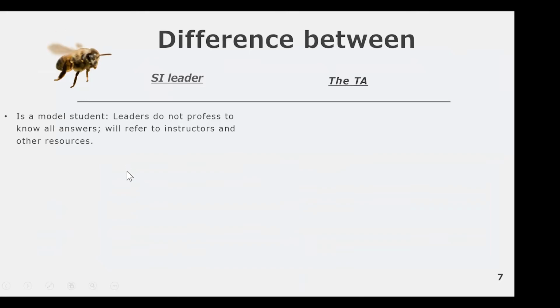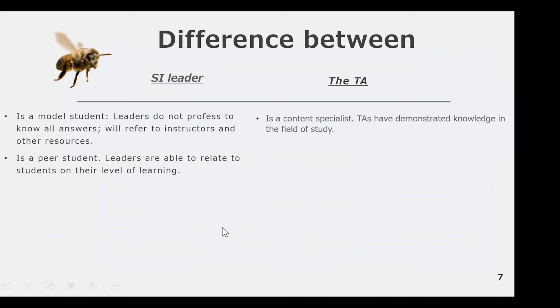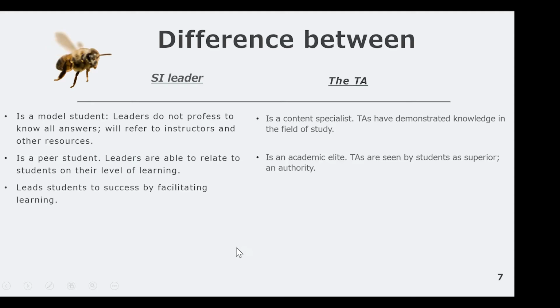is a model student, and leaders do not profess to know all the answers. They will refer to instructors and other resources, where a TA is a content specialist. TAs have demonstrated knowledge in the field of study. An SI leader is a peer or student. Leaders are able to relate to the students on their level of learning, where a TA is an academic elite, and TAs are seen by students as superior and authority.